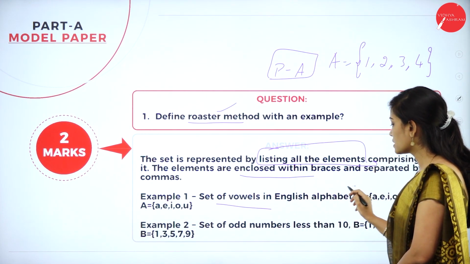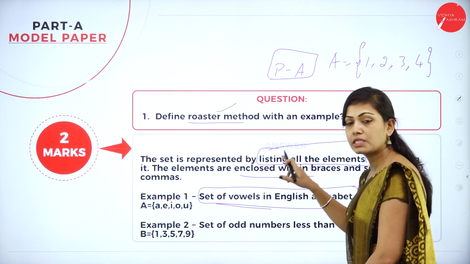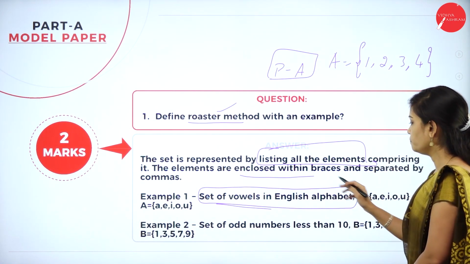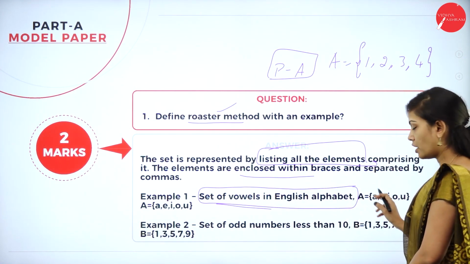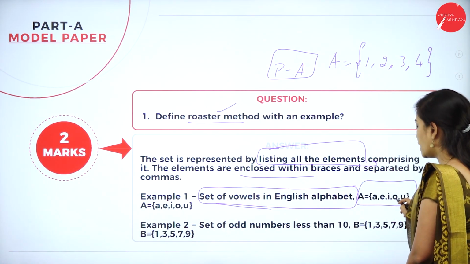This is called set builder form. This is not a roster form. This is set builder form. We have to convert this into roster form. So the set of vowels in the English alphabet, that is A equals {a, e, i, o, u}.